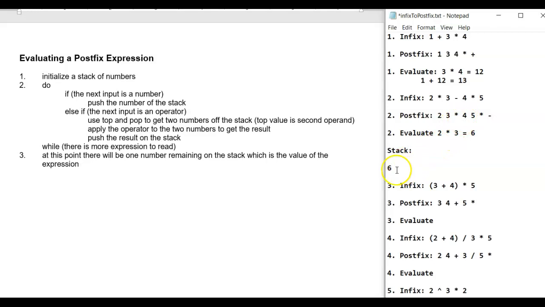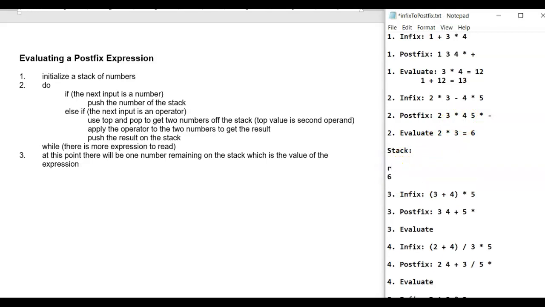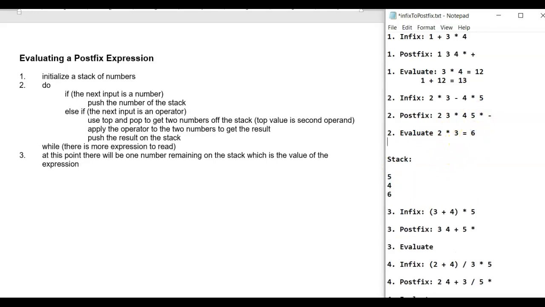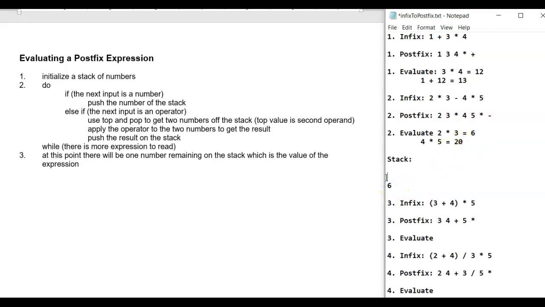Then we've got a 4. Push that on the stack. Then we've got a 5. We push that on the stack. And then we've got multiplication. So we're going to pop off the 4 and the 5. So that's going to give us 4 times 5, right, which is equal to 20. So we pop those guys off, and then we push the 20 back on the stack.